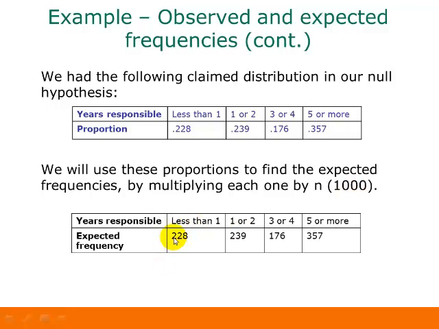So when we do that, we get, for the less than 1 year category, 228. For 1 or 2 years, we get 239. For 3 or 4, we get 176. And for 5 or more, we get 357.